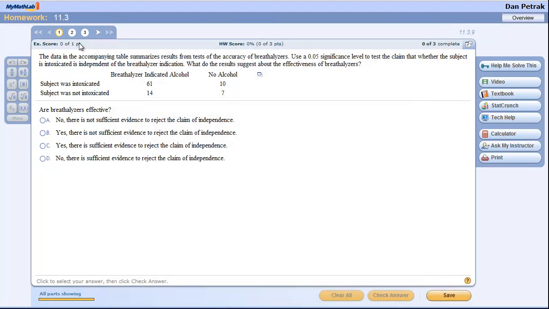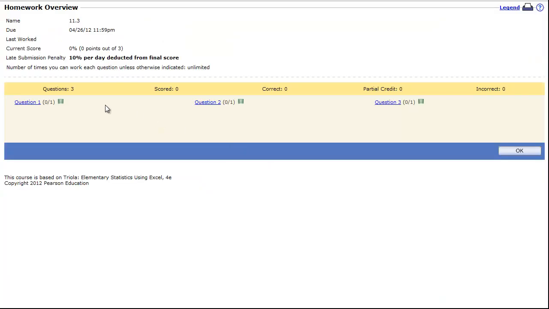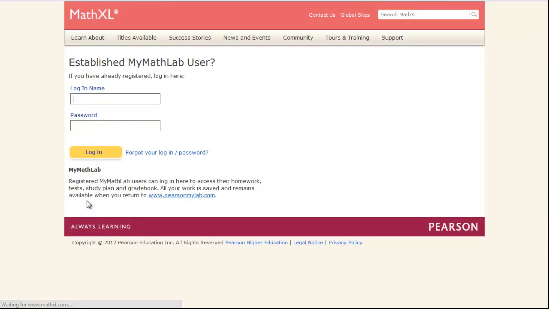In fact, why don't I just go back to that one here in 11.2. So if I go back here to 11.2, it's going to make me log in. Hold on.